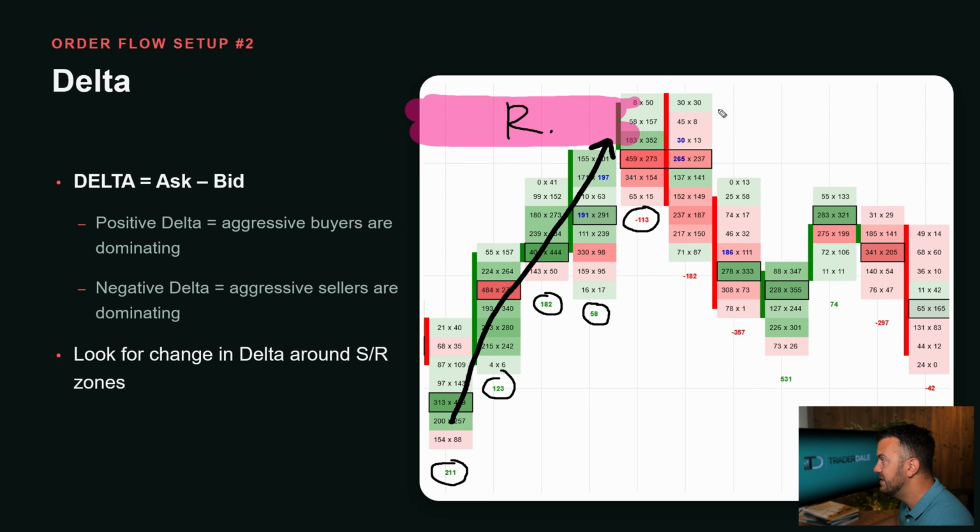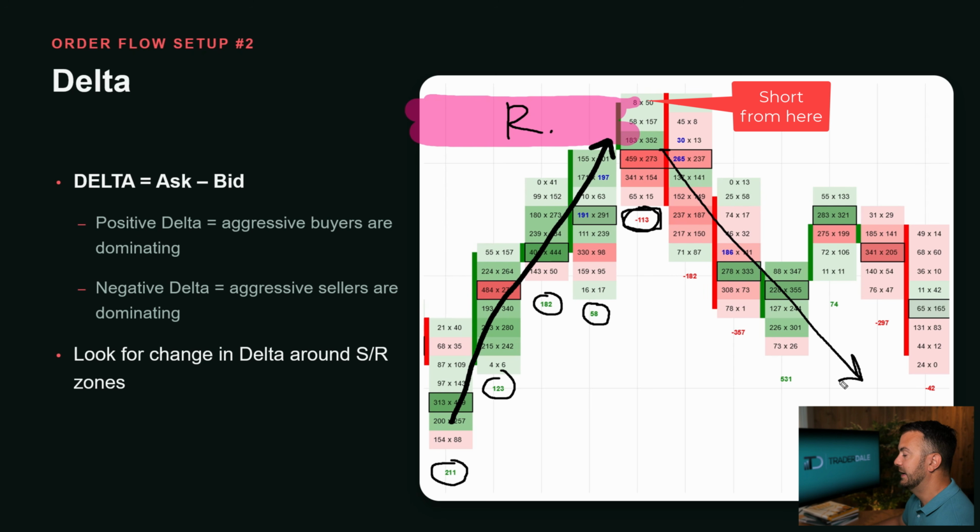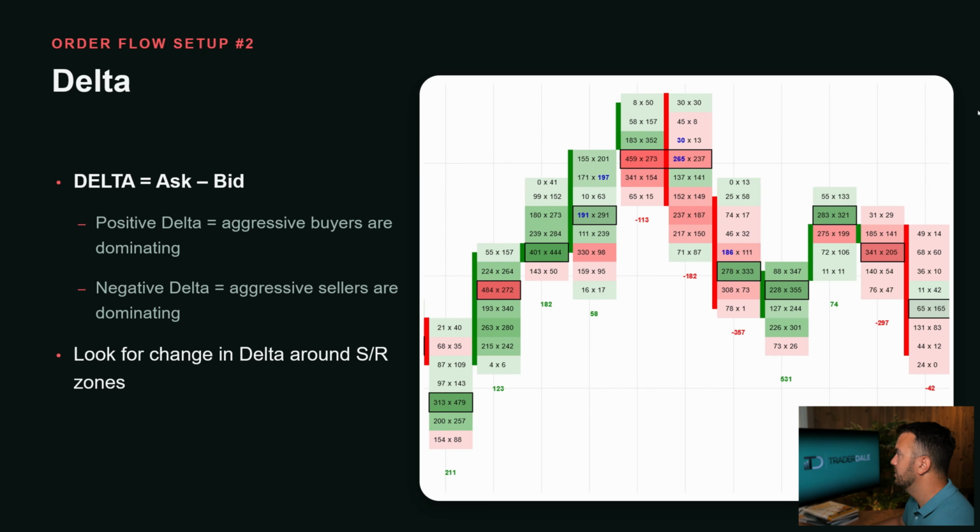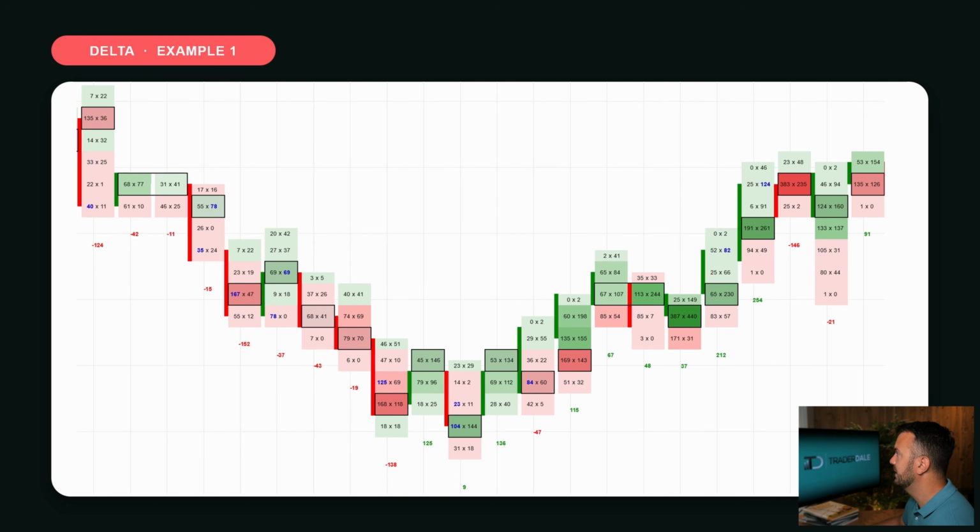But the price reaches the resistance zone and sellers jump in, aggressive sellers. That's when you pull the trigger, right? You can pull the trigger when this footprint closes. So in here, it would be short from this place, right? So you want to see change in delta. Let me show you a couple of examples to make this clearer.